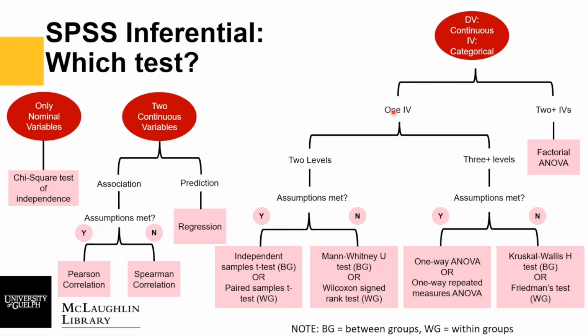If you have one independent variable with two levels, you're probably doing a t-test or the non-parametric t-test. If you've got one independent variable with three or more levels, you're going to be doing some kind of ANOVA or the non-parametric ANOVA. If you've got two or more independent variables, you're probably going to be doing factorial ANOVA. Come see me. This one's a little bit more complicated. And you'll notice there's no yes, no here. There is no non-parametric factorial ANOVA. So if you're doing factorial ANOVA, you have to meet normality.